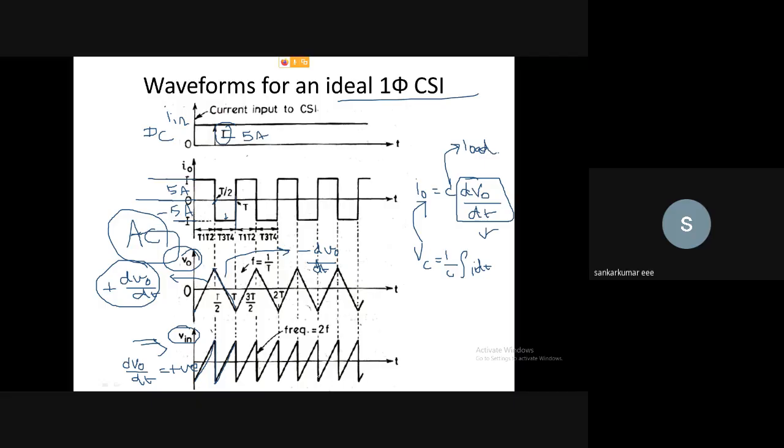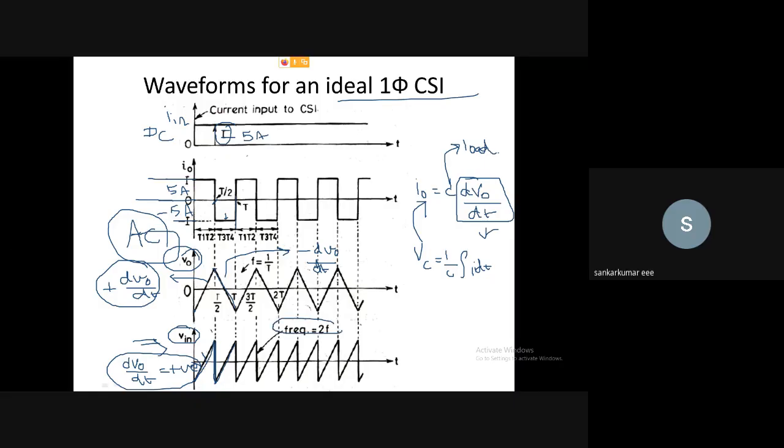So it looks like a sawtooth waveform. All the slopes will only be positive, so the negative slope will be 0. Instantaneously the voltage is reduced to 0. From this waveform we are drawing the input voltage, and the waveform will be like this. It has only the positive slope, dV naught by dt, and the negative slope, minus dV naught by dt, will be 0. So this is your input voltage waveform, and this is the input current waveform.